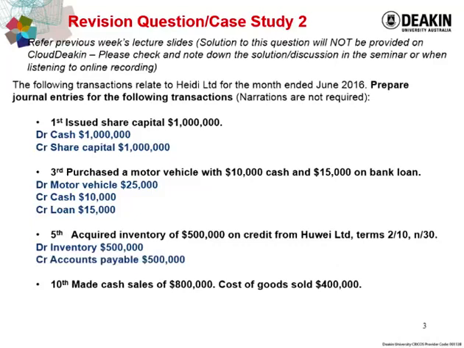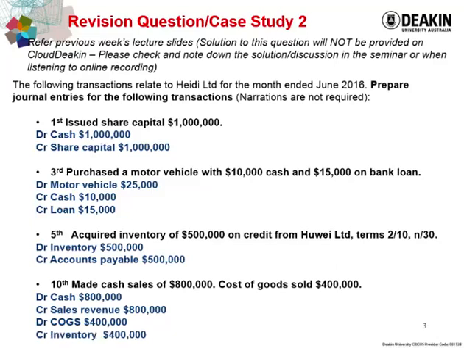On 10th, we made cash sales of 800K. The cost of goods sold is 400K, so there are two sets of entries. First, to recognize the cash received from sales revenue at selling price. Here we debit cash 800K and credit sales revenue 800K. Then, we need to also account for cost of goods sold, which is a form of expense, so we debit cost of goods sold 400K. And we have to reduce our inventory by crediting inventory 400K at cost.